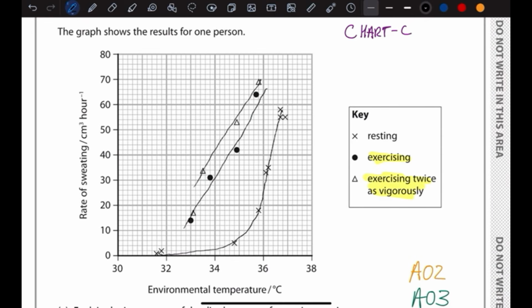Cool. It could be finding the change in the rate of sweating over some temperature. So we could do a rate calculation. We could just find the difference in sweating between two temperatures. Anything like that could potentially score you a mark. So I just say do it.